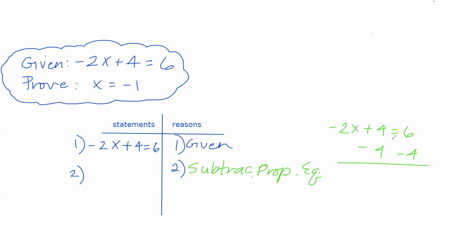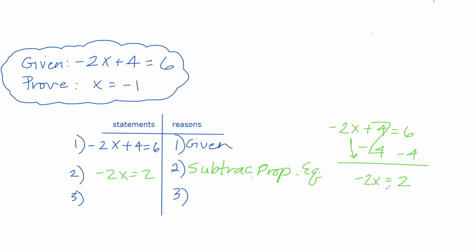Okay. Now let's see what we get. 4 minus 4 is 0, so that leaves -2x equals 6 minus 4, which is 2. So I would have -2x equals 2. That was step 2 in this problem. Our proof statement is x equals -1. We don't have that yet, so that means we have to keep going.